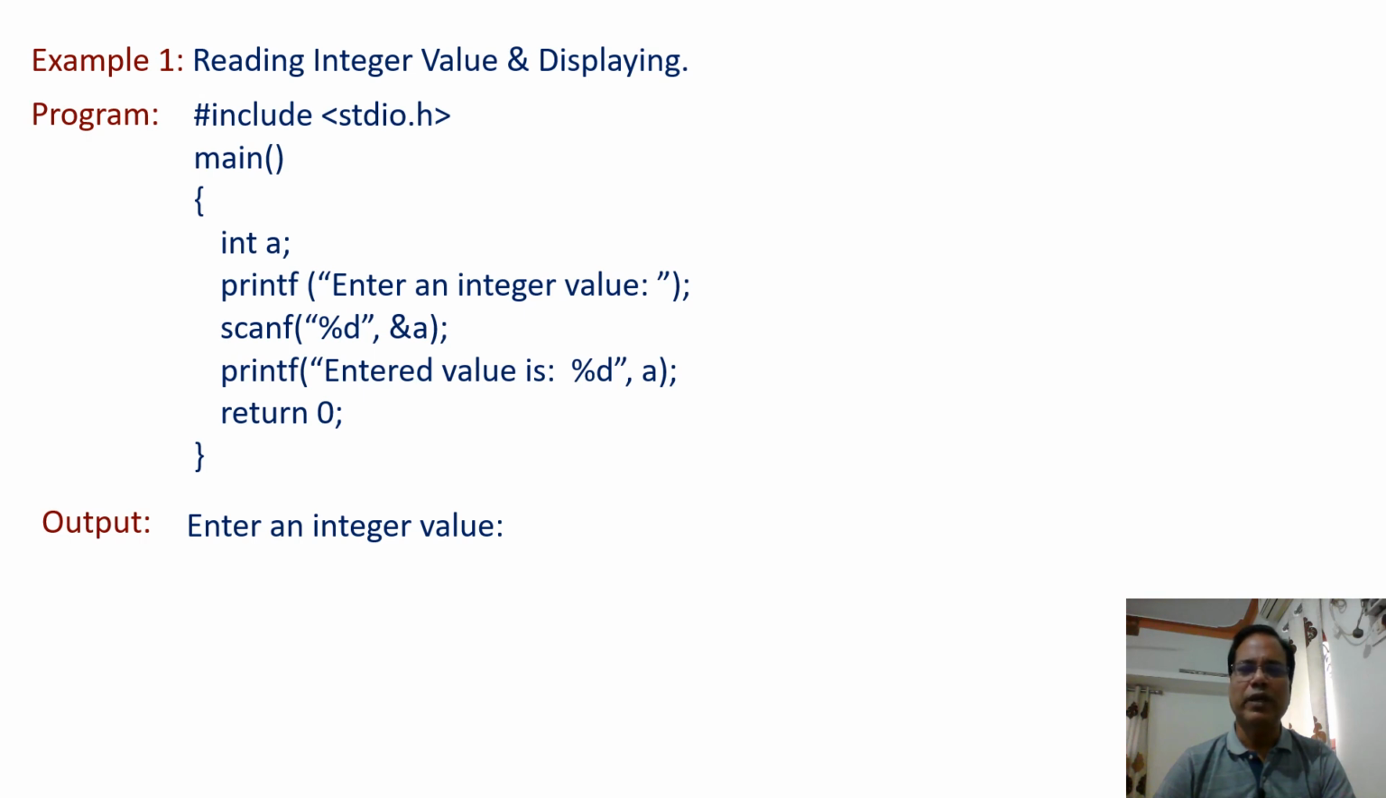So here we enter an integer data, suppose it is 67, and press the enter key. Then execution moves forward and we get the output as entered value is 67. So in this way we can get the integer data in our program and that data can be displayed.